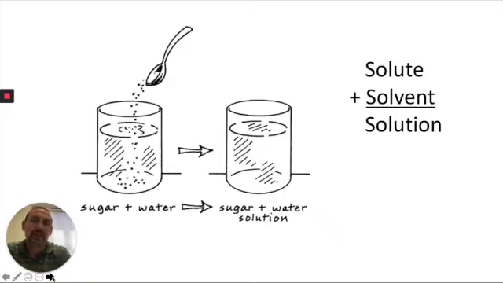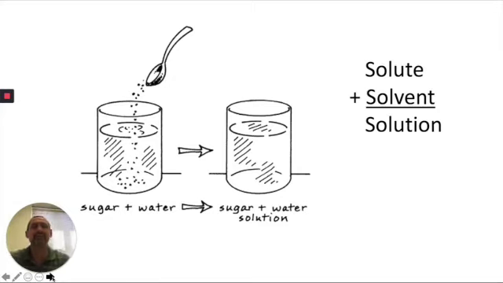This lesson is about how things enter and leave the cell. We sometimes call that passive transport and active transport. But to understand these things, we need a little bit of background. One of the things we need to remember is what makes a solution.